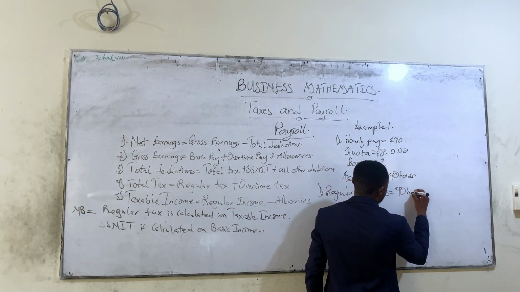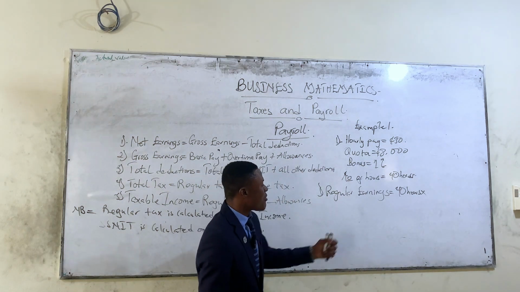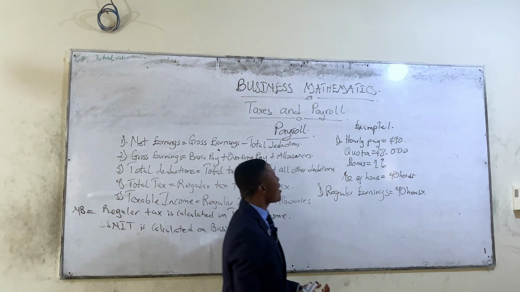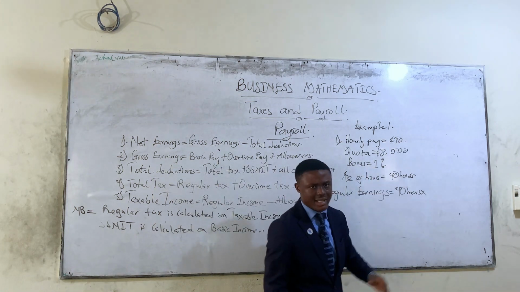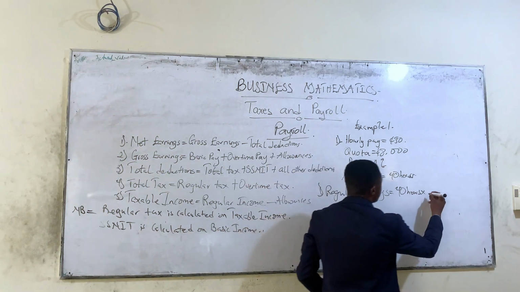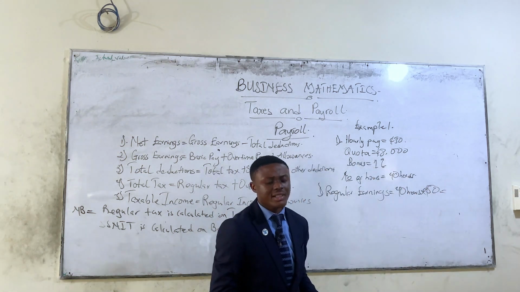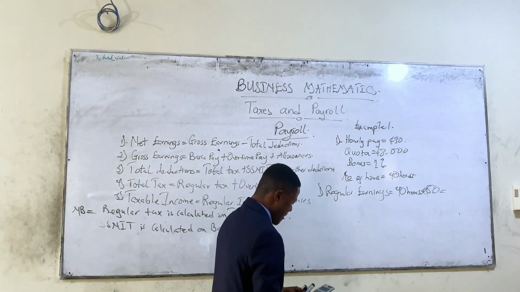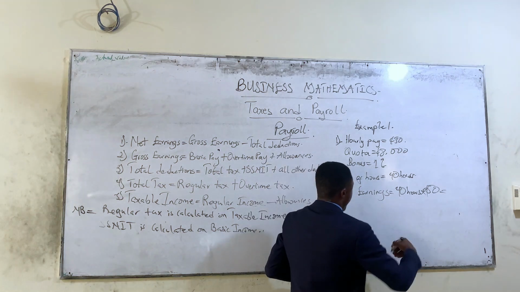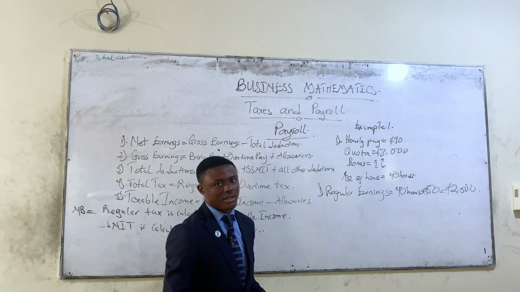And how do we find our regular earnings? You multiply the number of hours worked by our hourly rate. Here in the question, our hourly pay was 50 cedis. So to find your regular earnings, you multiply 40 hours by 50 cedis. You multiply 40 by 50, we are getting 2,000. So our regular earning is 2,000 cedis.